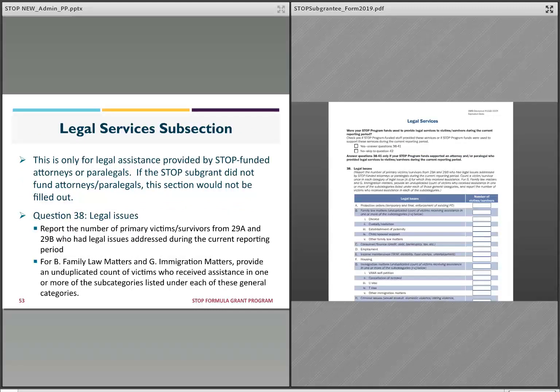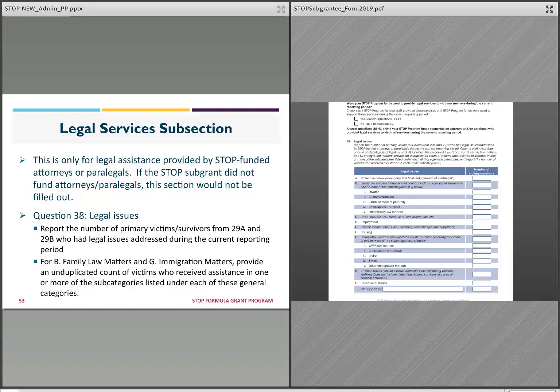Which brings us to the legal services subsection. This section is only for legal assistance provided by STOP-funded attorneys or paralegals. If the STOP subgrant did not fund attorneys or paralegals, this section should not be filled out. Because this is a recent change, it might be an area where you should pay particular attention while you're reviewing subgrant reports to ensure that this section is not filled out if a STOP subgrant did not directly support attorneys or paralegals.